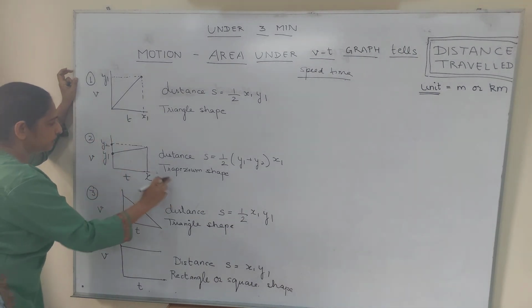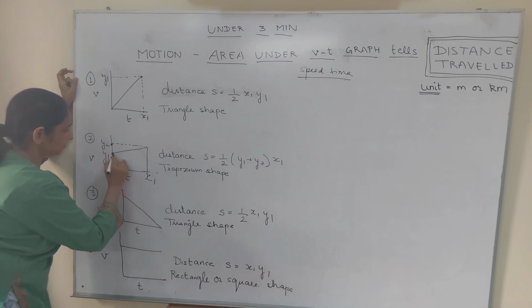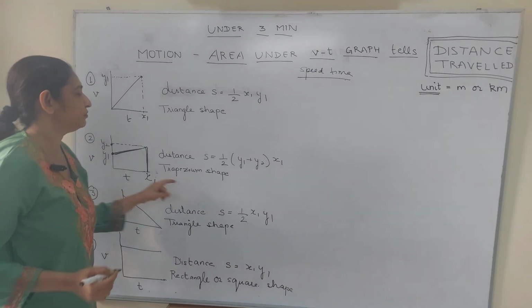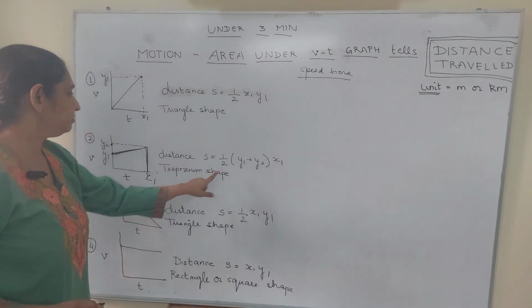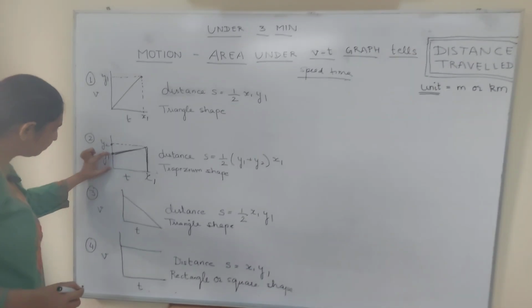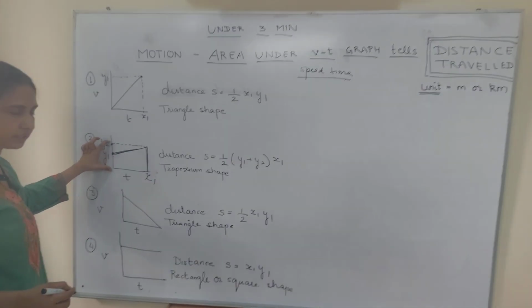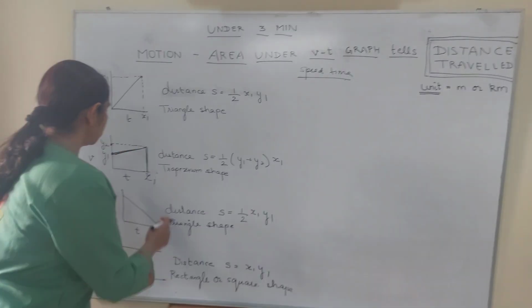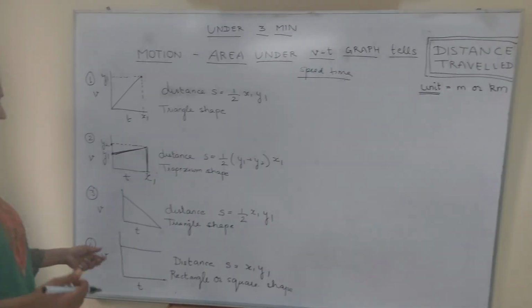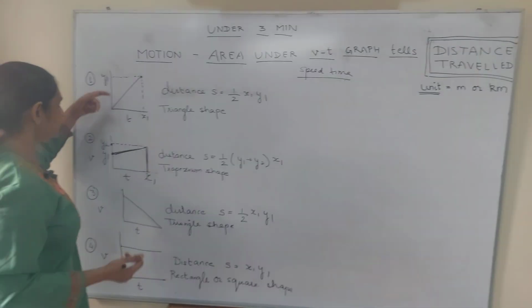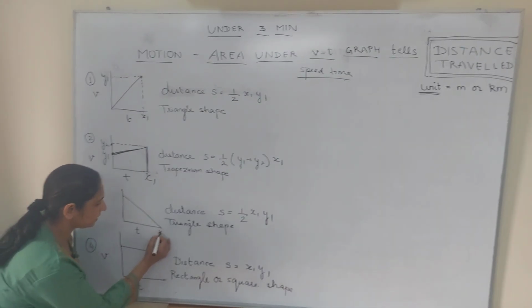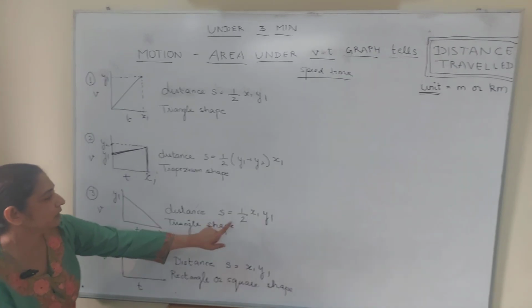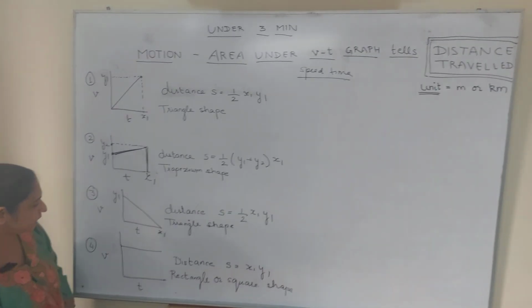Now it's a trapezium shape. The original graph shape was a trapezium shape. So all you have to do is apply the formula: distance is equal to half (y1 plus y2) into x1, whatever this value is. This is again the same thing as before. We'll call this x1, we'll call it y1, and the distance traveled will be half x1 y1.